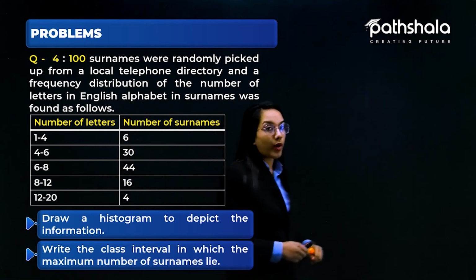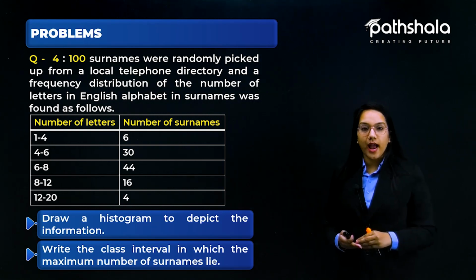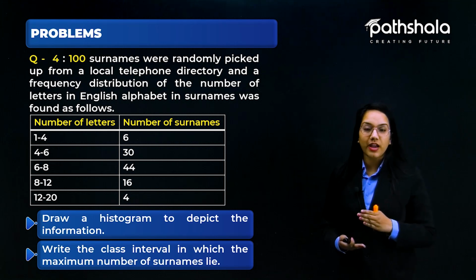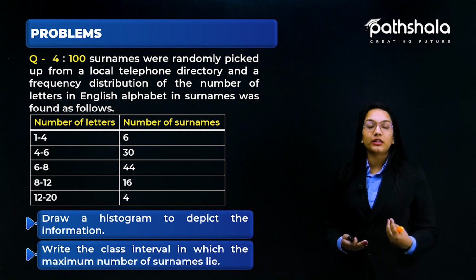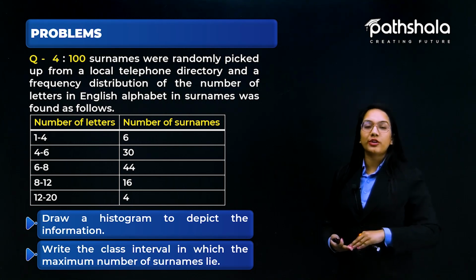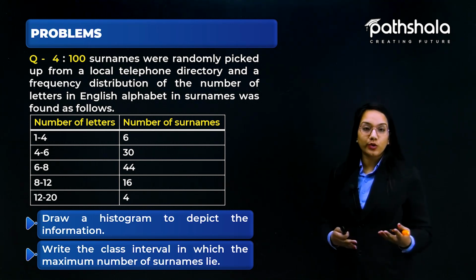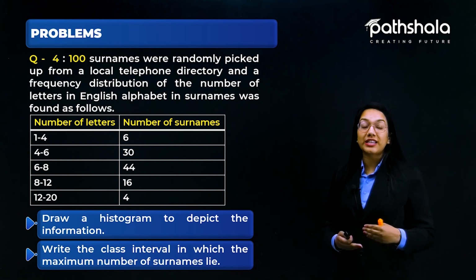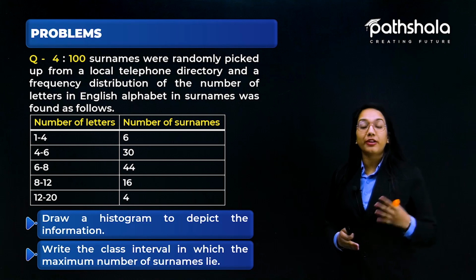But here you can see one thing. The class sizes are not equal to each other, because we have 1 to 4, then 4 to 6, then 6 to 8. It means we have to transform this, because as per the condition, the area of the rectangle should be proportionate to the corresponding frequencies. Here that would not hold, since the widths of the rectangular bars would be different from each other.